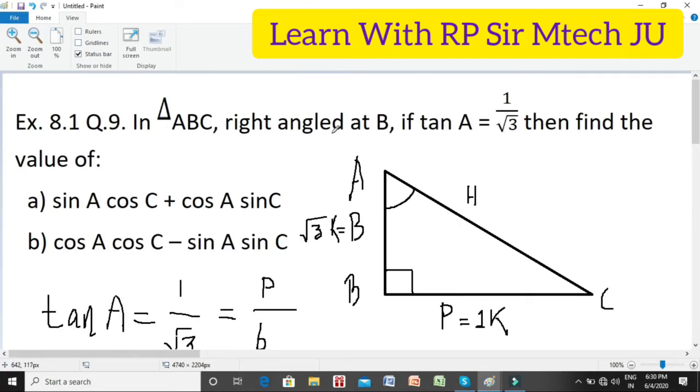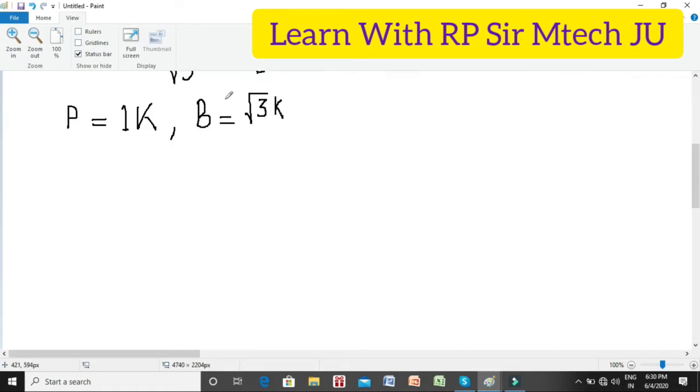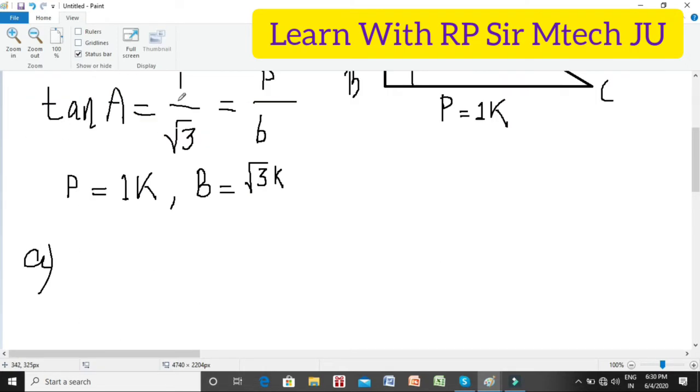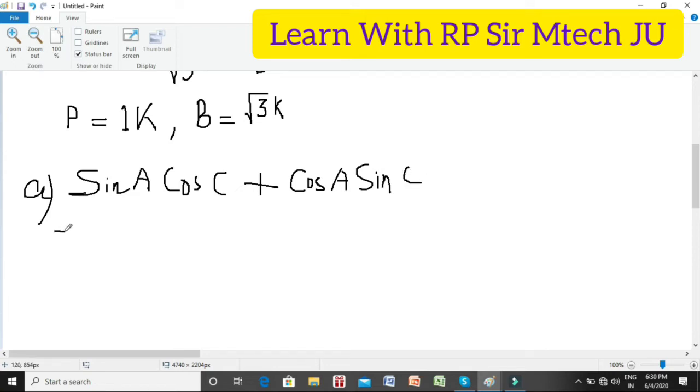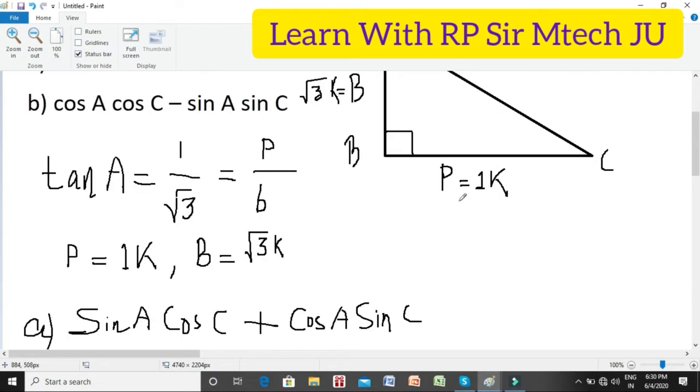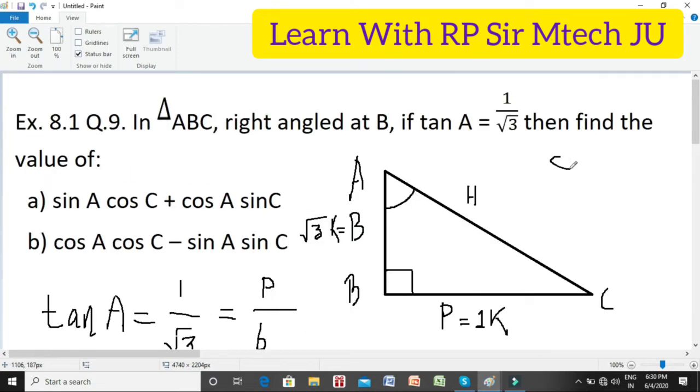Now let us try to solve the problems. The first problem is given as sin A cos C plus cos A sin C. Now in order to continue, we have to find every particular value. So what is sin A? Let us try to figure out what is sin A.